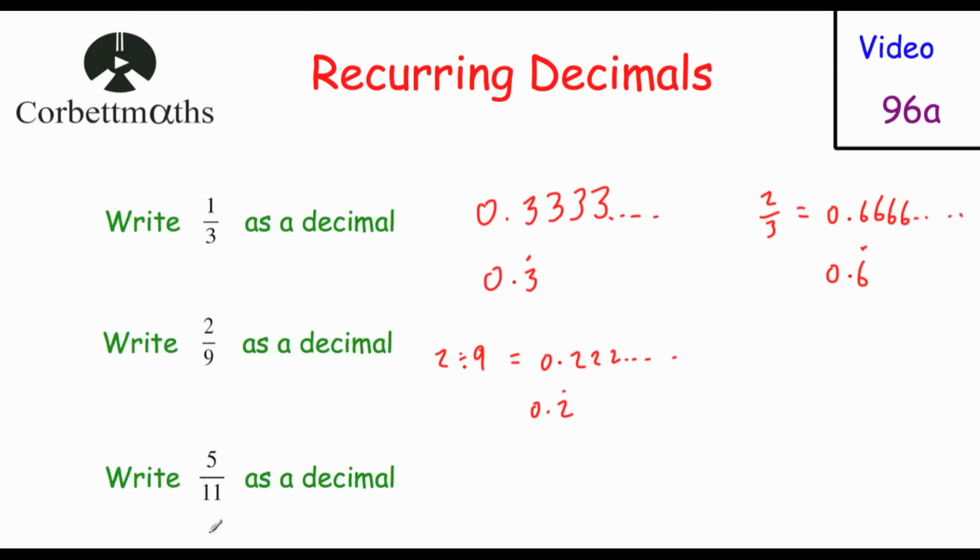Finally, if we were asked to write 5/11 as a decimal, we would do 5 divided by 11, and we get that's equal to 0.454545 and so on, and that pattern just carries on with 4545. And using the little dot, we would write 0.45 with a dot above the 4 and above the 5, and that would just mean that the 45 carries on, so it's 0.454545, and it has a dot above both of them. And that's it.